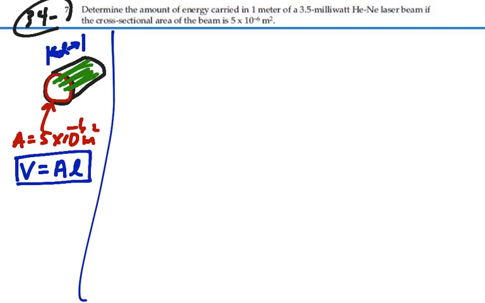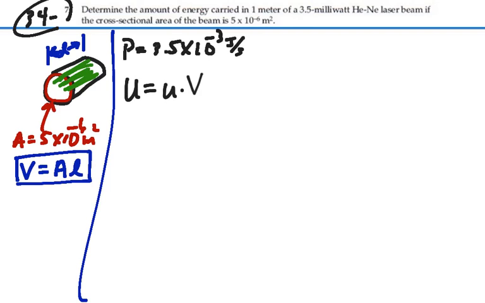Alright, we know that the power is 3.5 milliwatts, 3.5 times 10 to the minus 3 joules per second, since a watt is a joule per second. And so that's energy per time. What we want to know is what's the energy inside this cylinder. Total energy will equal the energy density times the volume. The energy density is the energy per volume, and if we multiply by the volume of the cylinder, we would get all the energy inside that cylinder.